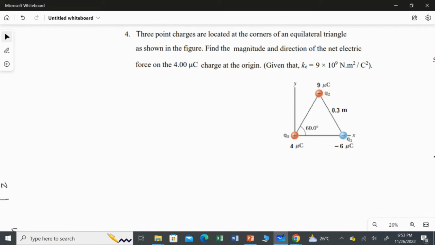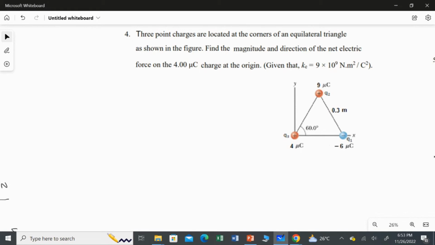So we are going to find what is the net electric force. We have to see what is the electrostatic force of attraction and what is the electrostatic force of repulsion. So we are going to identify. In that way, we are going to find the magnitude as well as the direction. Clear?